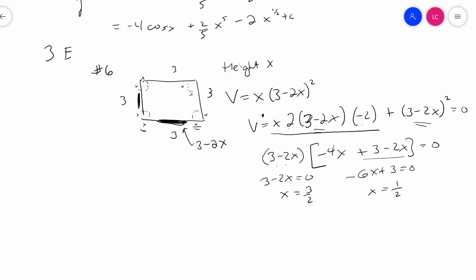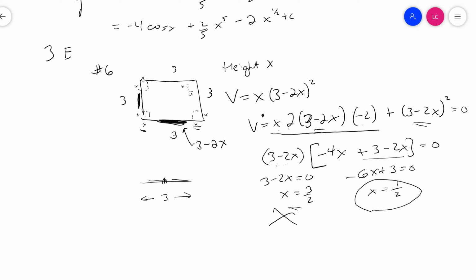Okay. So do they both make sense? Does only one make sense? Let's think about it. If I take this 3 foot long piece of cardboard and I turn up side lengths of 3/2, if this is all 3 from here to here, there's no box, right? There's no height. So this is not a legitimate answer. So this is the only answer.